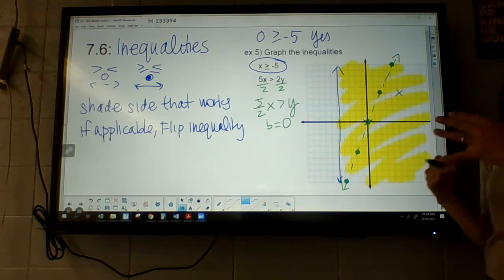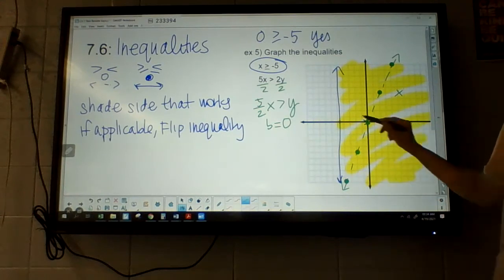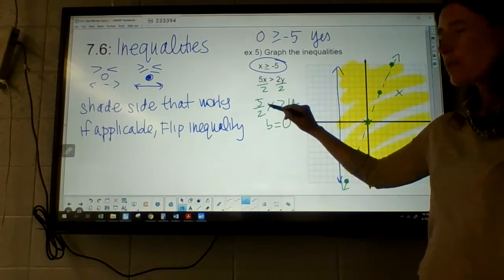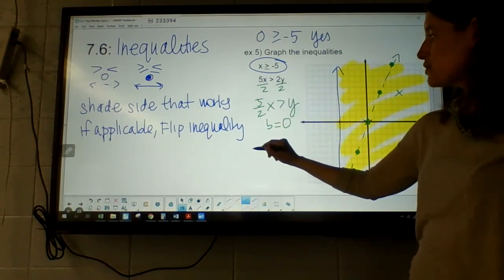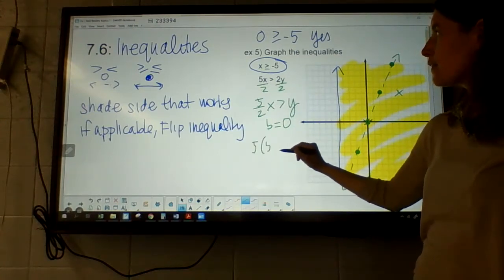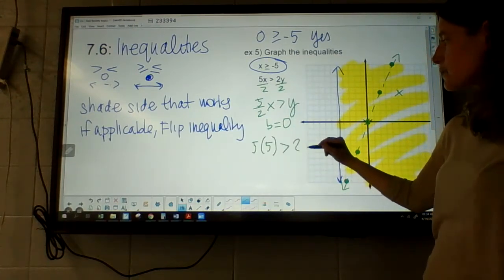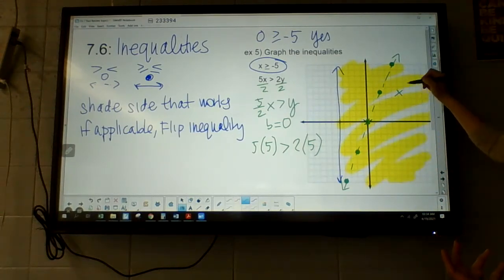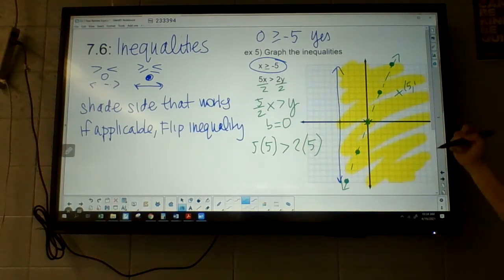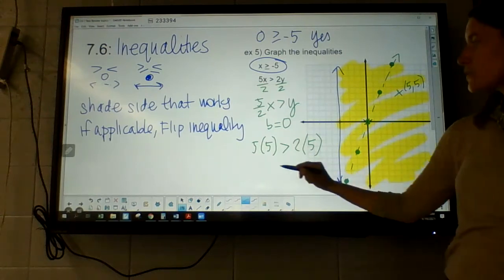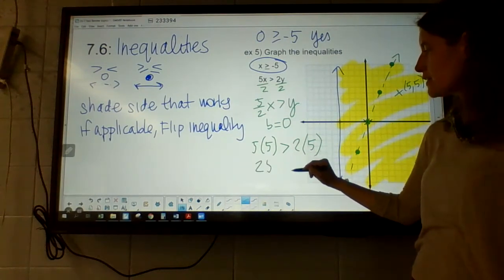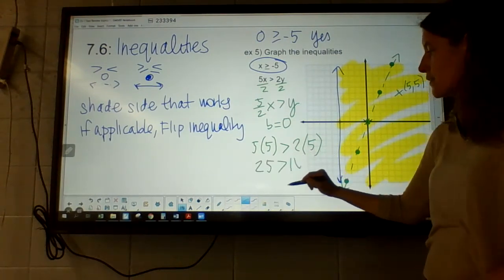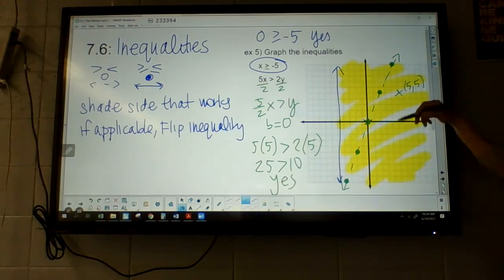So you can pick anything on one side of the line or the other. But I'm going to put it back into this one because otherwise I'm working with fractions. So I'm going to do 5 times 5. Is that greater than 2 times 5? Because I chose both 5 and 5 as my test point. So I'm testing 5, 5. So 25 is greater than 10. This is a yes. So that means that this side of the line works.